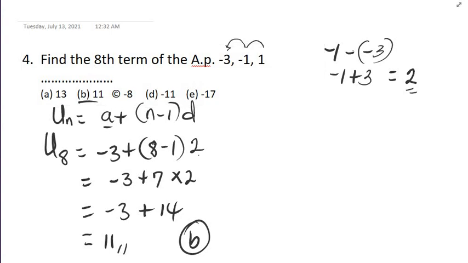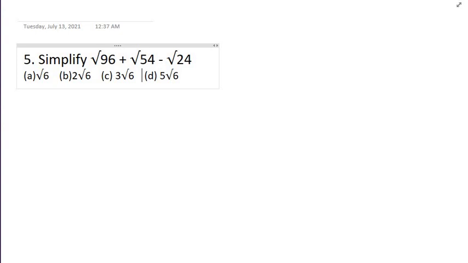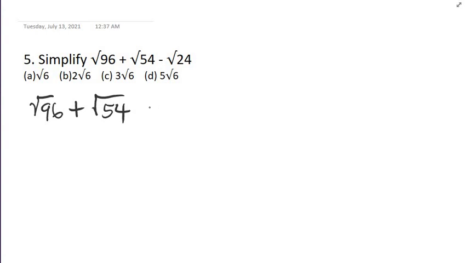Now to question 5. Simplify the square root of 96 plus square root of 54 minus square root of 24. I'm going to quickly think of a number that is a factor of all these numbers, so that I can get a perfect square from each. What do I mean? Here we have square root of 96 plus square root of 54 minus square root of 24.